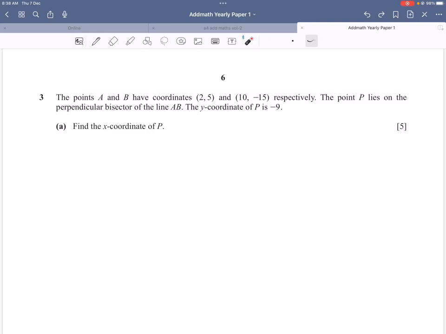The points A and B have coordinates given. The point P lies on the perpendicular bisector of the line AB. The y coordinate of P is minus 9. Find the x coordinate of P. Alright, for the perpendicular bisector, the first step is to find the midpoint of AB. The formula for midpoint is x1 plus x2 divided by 2, comma, y1 plus y2 divided by 2. 2 plus 10 is 12, 12 upon 2 is 6; 5 minus 15 is minus 10, upon 2 is minus 5. So the midpoint is 6, minus 5.